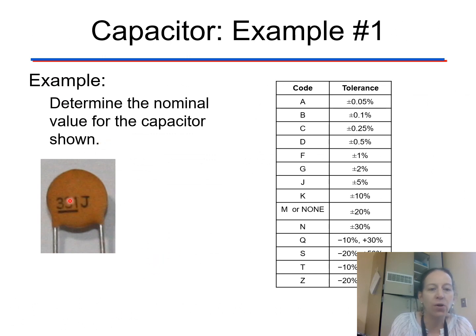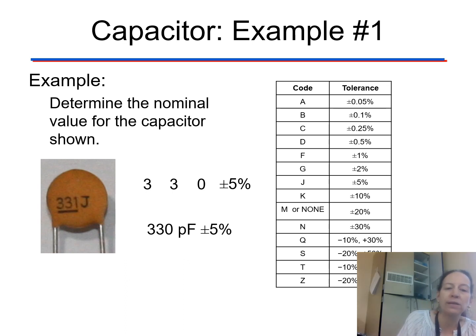All right, so here we have 331J. So we are to determine this. So 3 and 3 hopefully are pretty straightforward. First digit, second digit. Now that tells us the number of zeros. So this is telling us there is 1 zero. And then J we can look up right there. It is plus or minus 5%. So this is 330 picofarads plus or minus 5%.